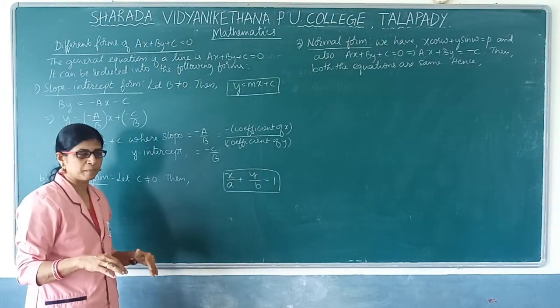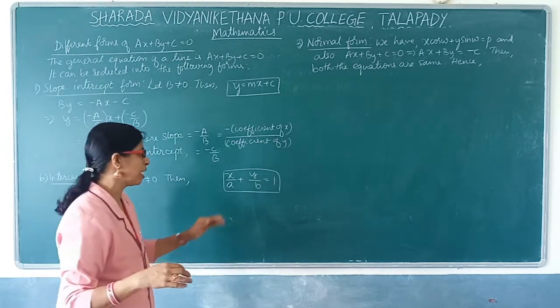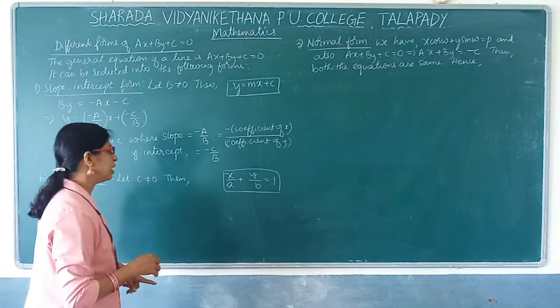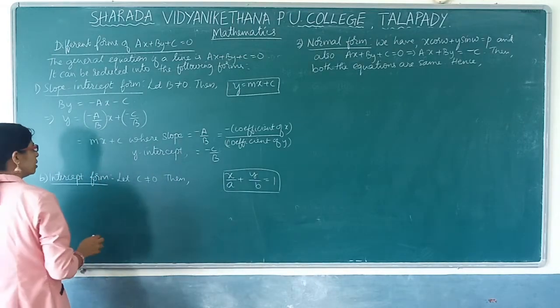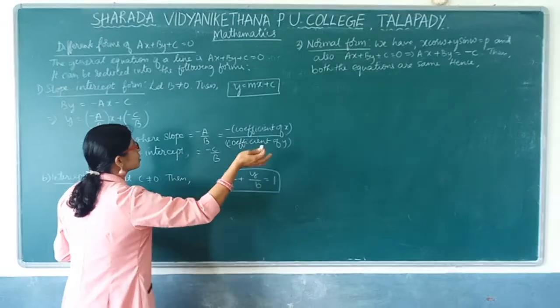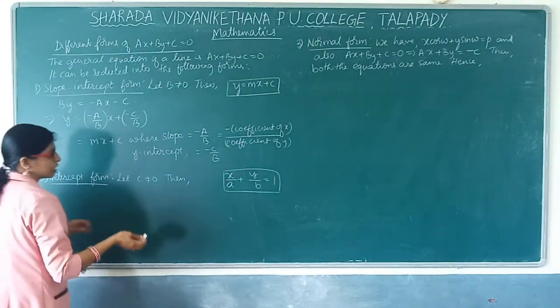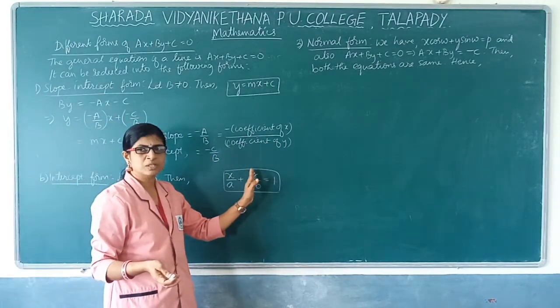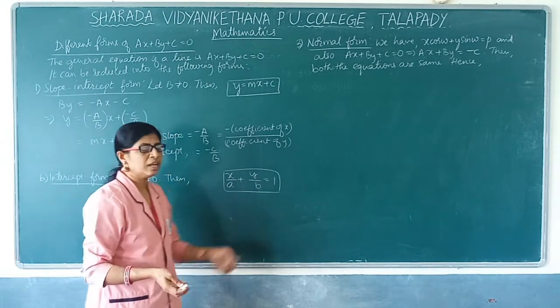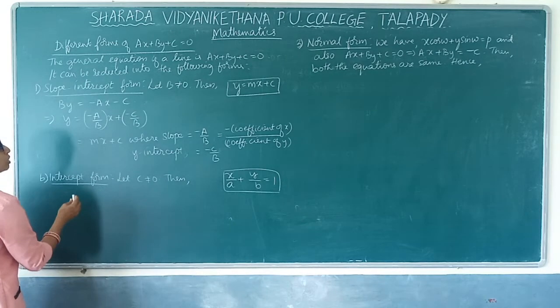X divided by something plus y divided by something, and especially the right hand side should be equal to 1 only. It should not be any other number than 1. So how to bring it to that form? First we will separate c to the RHS. We will take c to the RHS. As you observe here, x and y terms are on the same side, and one constant is on the right hand side. So in order to rearrange, what will we do?